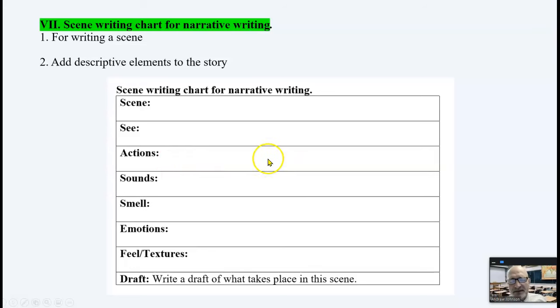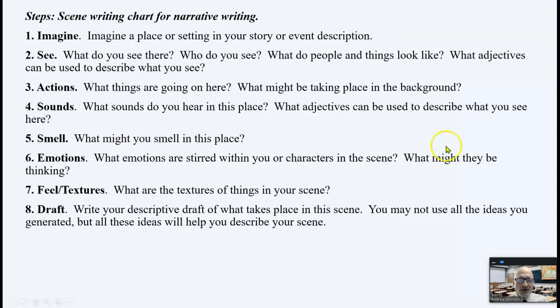What actions might be taking place, or might the character do? What sounds do you hear? Smells, if any? Emotions? And then feeling, or use this. Now, you may not use all the ideas here, but it's creating a structure from which to begin to write your narrative or your story. And you can stop and look at the specific steps if you wish.